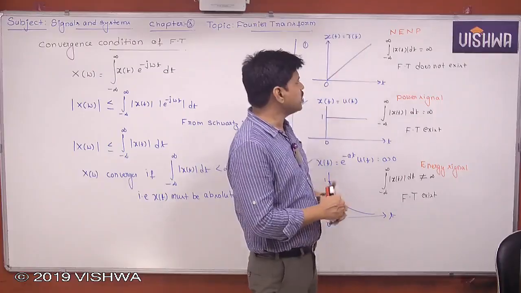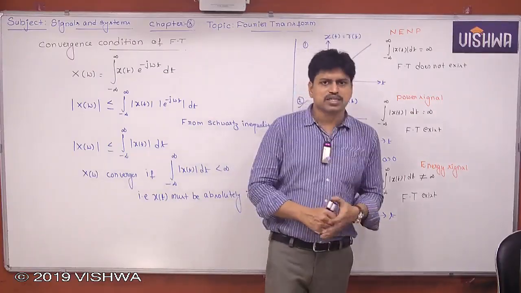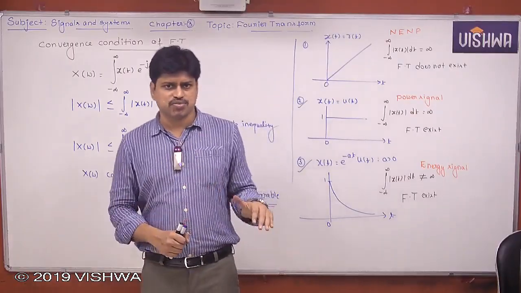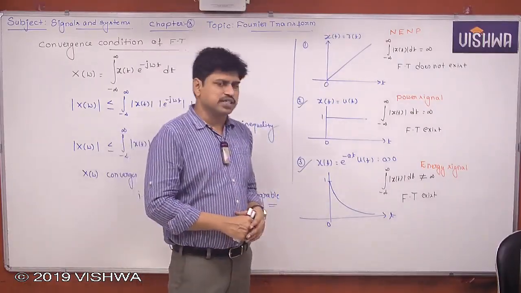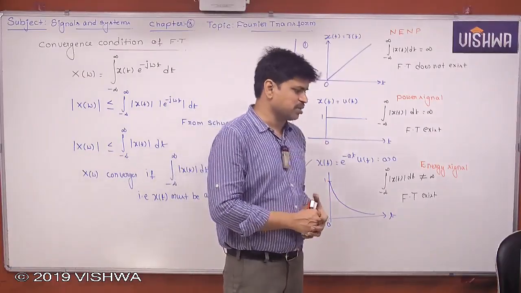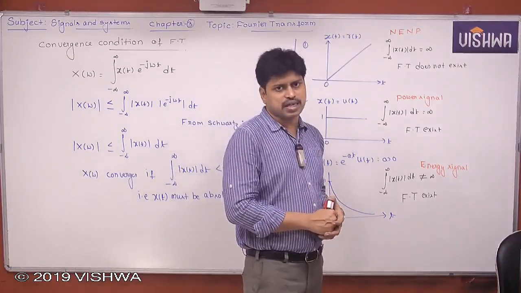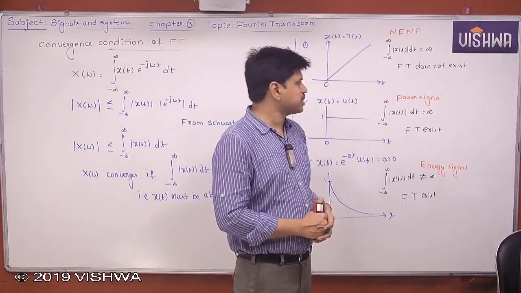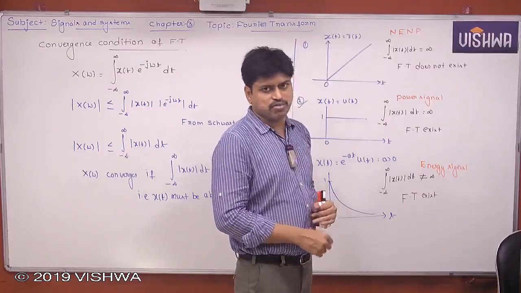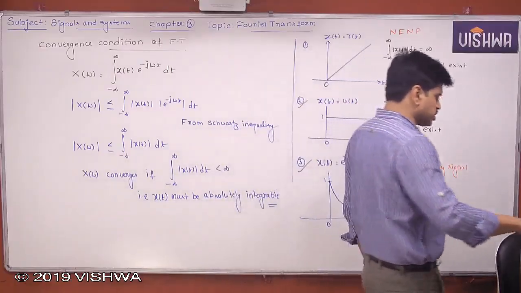Whereas coming to neither energy nor power signals, because they are always unbounded, we can directly say no Fourier transform exists for neither energy nor power signals. But there are two exceptions for neither energy nor power signals, that means unbounded ones. One is delta t, another one is 1 by t. Except these, for every unbounded signal, we don't get the Fourier transform. So those points I am going to write here.